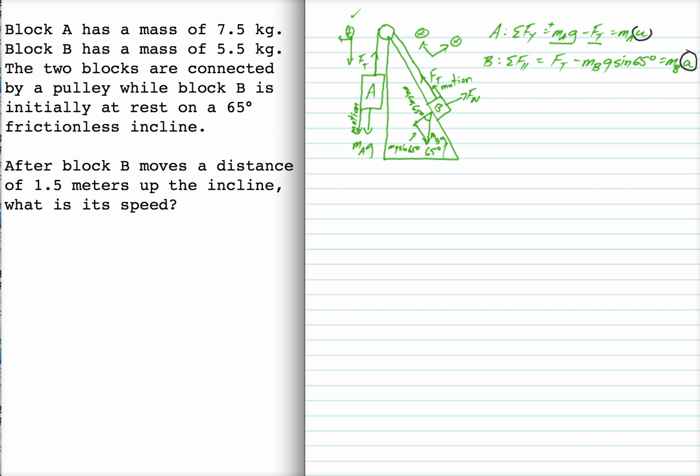Alright, so now I've got two equations and two unknowns. My unknowns are the acceleration and the tension force. So the way to solve a system like this is to solve for one of your unknowns. So I'm going to take this top equation here, and I'm going to solve for tension.